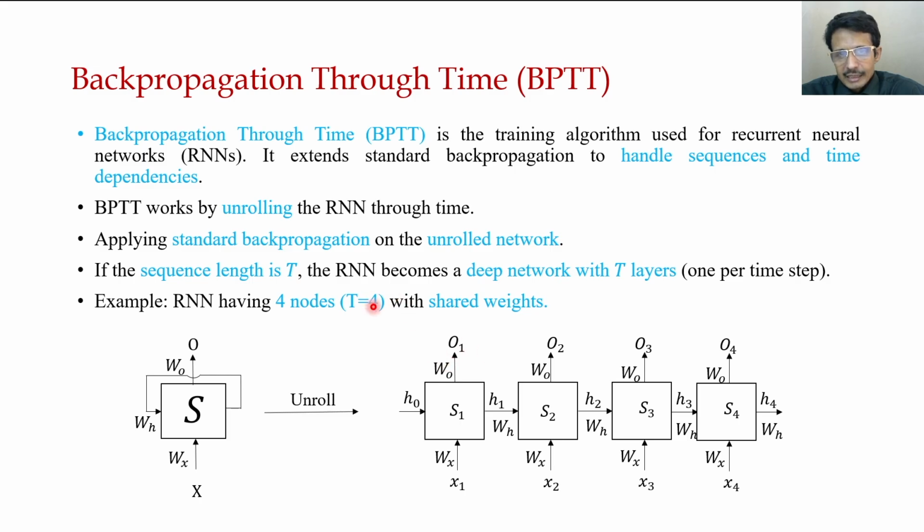For this particular example, we have taken 4 nodes with shared weights. So this is a very basic, naive, hypothetical example of an RNN, and we use the standard backpropagation over it, and we call this backpropagation through time. Let's see how actually this works.